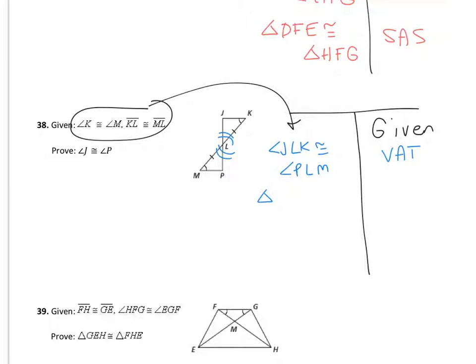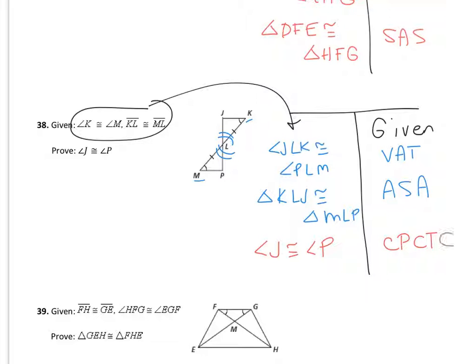So now I know the triangles are congruent, so triangle KLJ is congruent to, so KLJ matches up with M, K and M are corresponding, and then L corresponds with L, and J corresponds with P. So that this is by angle, side, angle. There's a side in between two angles. So once I prove the triangles are congruent, now I can write that the angles are congruent by the corresponding parts of congruent triangles are congruent.